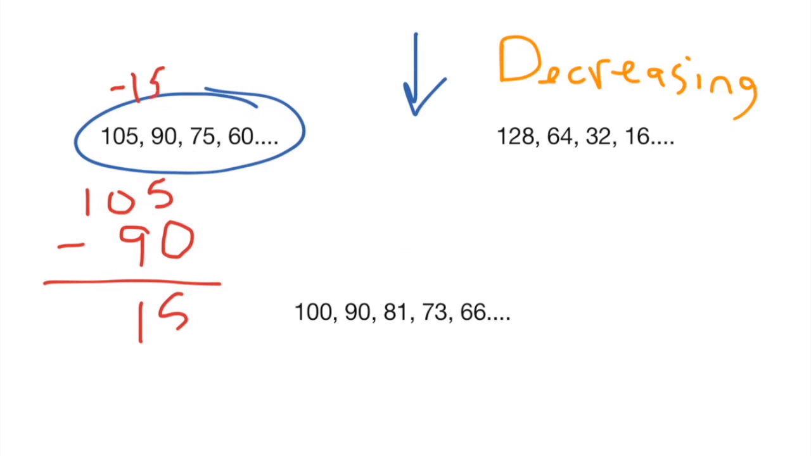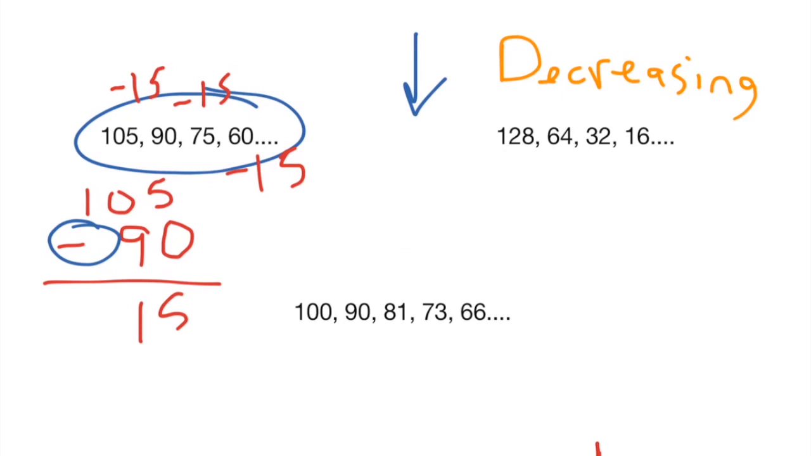Now, it's always a good idea to make sure it works. So from 90 to 75, that is again going down 15. And from 75 to 60, that is also again going down by 15. So when your numbers are staying pretty much around the same size and it looks like you're going down by the same number each time, it's always a really good idea to try subtraction.